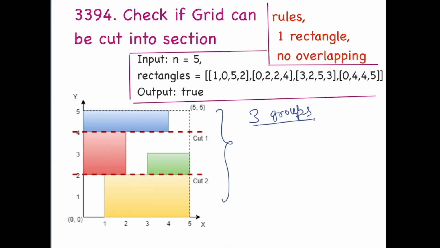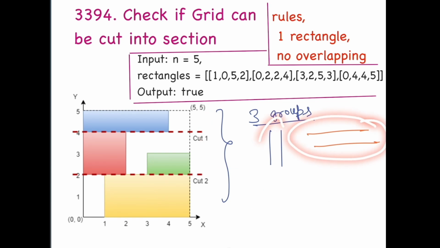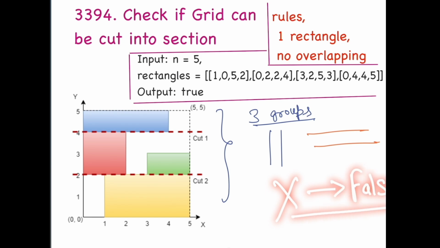But the first thing is we can either cut the grid vertically, or we can cut the grid horizontally. Right now you can see we have two cuts in our grid, cut number 1 and cut number 2, and these are horizontal cuts. There can be a possibility that we can cut it vertically as well if we follow the rules. If we are able to cut our grid either horizontally or vertically and divide our grid into three groups, then we are going to return true. But if we cannot divide them into three groups, then we are going to return false, right? So that's the simple concept. That's what the output is all about, true or false.